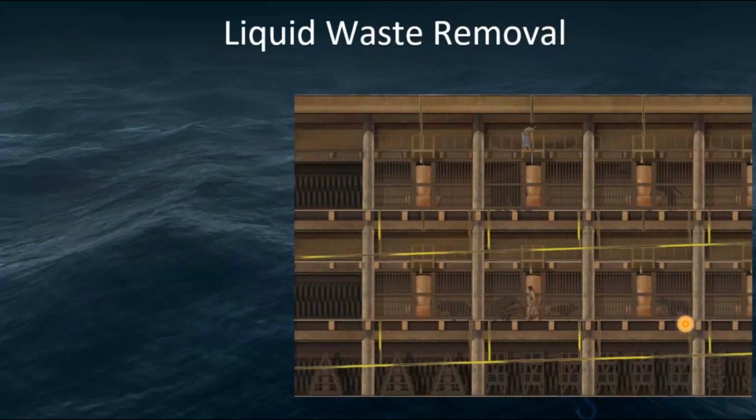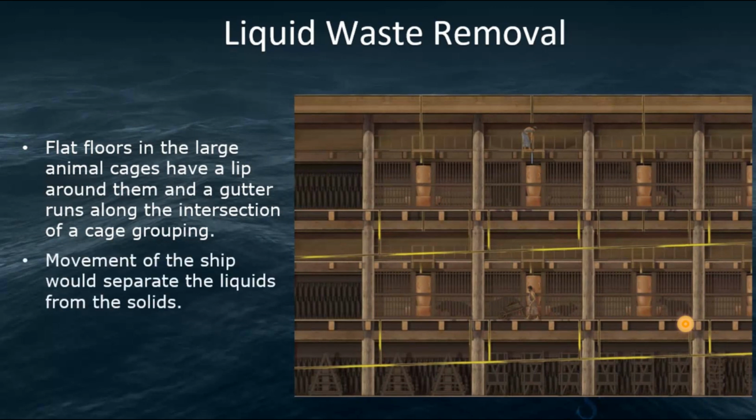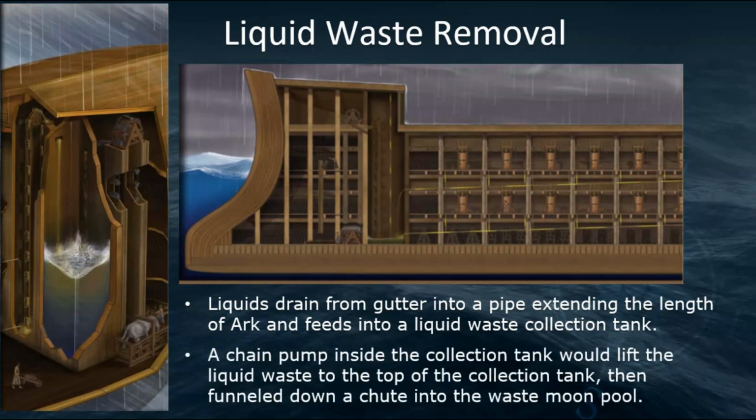What about the liquid waste removal? The thinking was that there were flat floors in the large animal cages that have a lip around them, and a gutter runs along the intersection of a cage grouping. And the movement of the ship would separate the liquids from the solids. So the liquids drain from a gutter into a pipe extending the length of the ark and feed into a liquid waste collection tank. And a chain pump inside the collection tank would lift the liquid waste to the top of the collection tank, then funnel down a chute into the waste moon pool.